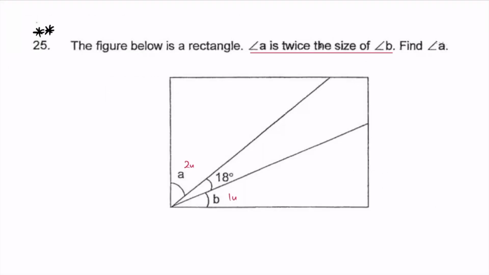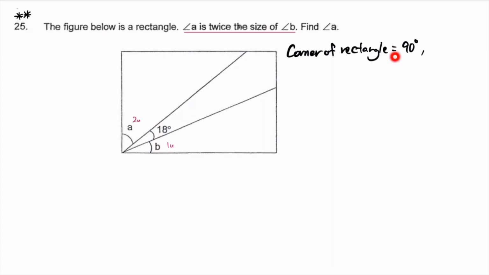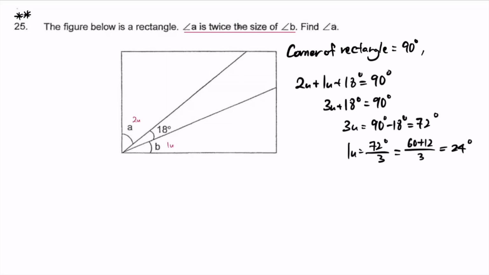So we have a rectangle here. A is twice of B, so I'm going to call angle A 2 units and B 1 unit. With this, we can actually form an equation. Why? Because we know that the corner of a rectangle is a right angle, 90 degrees. So the equation looks like this. 2u plus 1u plus 18 is 90 degrees. And we can solve for 1 unit, giving us 24 degrees. Find angle A. Now, angle A happens to be 2 units. So 1 unit is 24, 2u is 48.